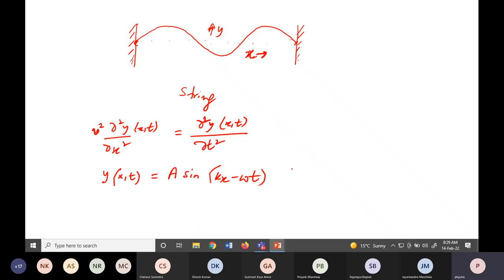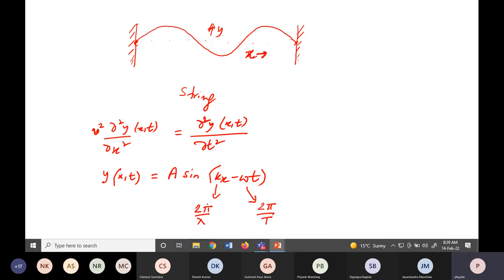Say a sin(kx minus omega t). What is k? K is the wave number, you remember? So that is the number of waves in space, you can say, and omega is the frequency, which again you can represent as 2 pi over T. So that is the number of waves in the time domain.